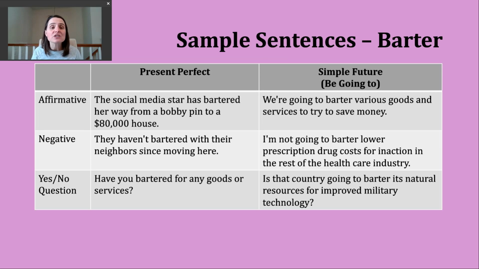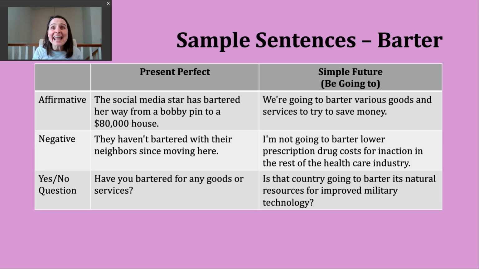The social media star has bartered her way from a bobby pin to an $80,000 house. This was a popular news story a while ago about someone who started trading things, and the value or the perceived value sort of increased to the point where this person had, without exchanging money, acquired an $80,000 house.